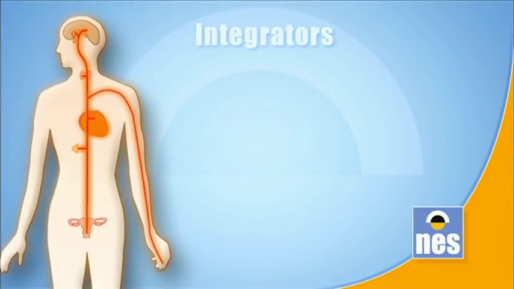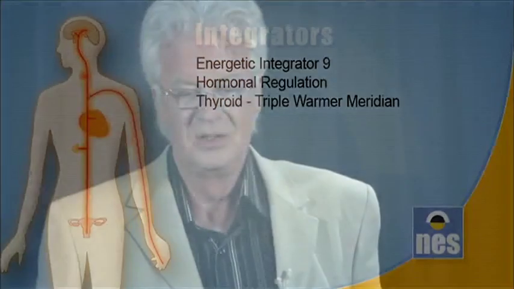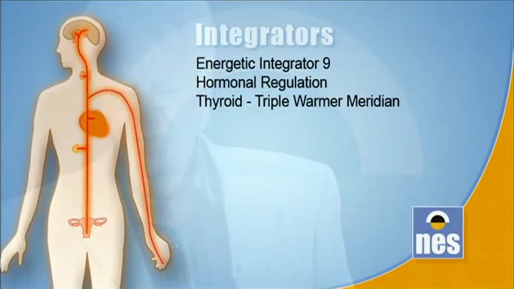Let's look at a really interesting one, Integrator 9. This one is getting a little bit difficult, right? Because it hasn't got any particular big organ that we can say, well, that's it. It looks like it's very much concerned with hormonal regulation. So if you try to remember Integrator 9, hormonal regulation, and in Chinese it was called the 3 heaters or 3 burning spaces. Doesn't mean anything to Europeans, it's best to say hormonal regulation.